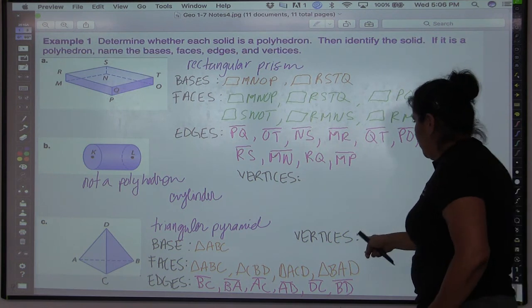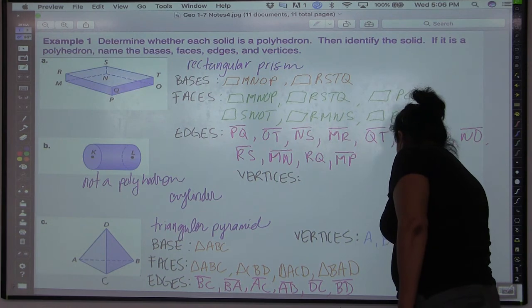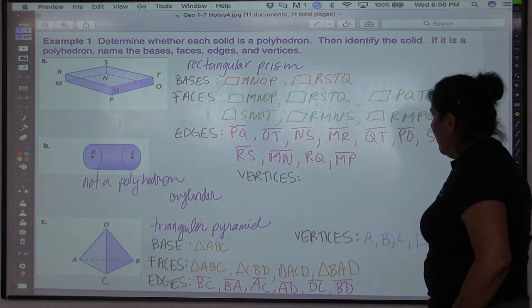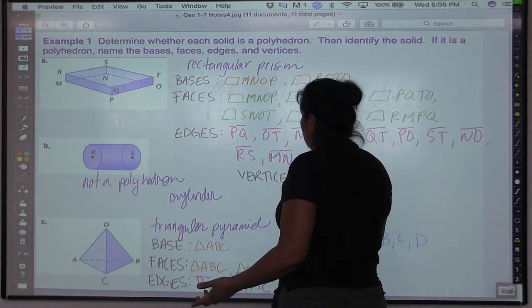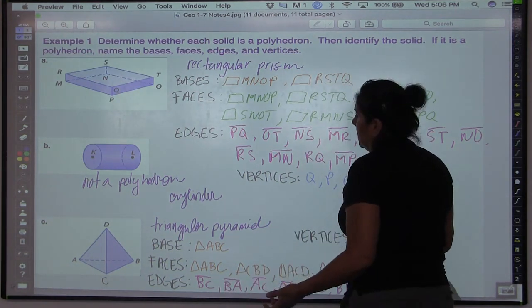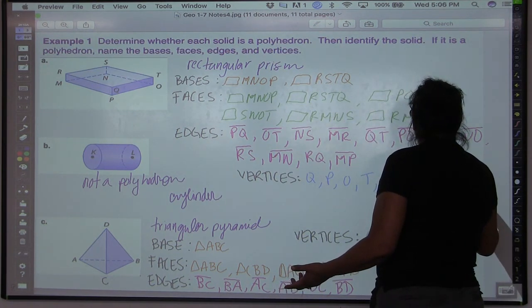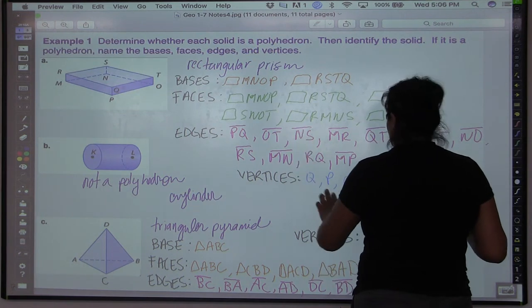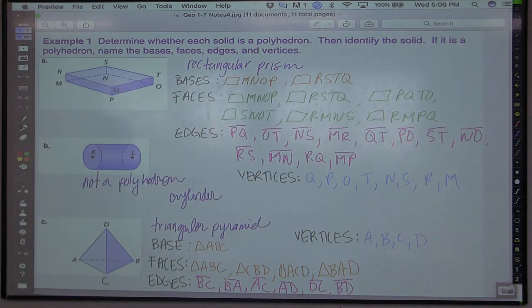So vertices here are going to be pretty simple. The 4 vertices are A, B, C, and D. Point A, point B, point C, and point D. And then for part A, which we forgot, we just have to do all the ones that are labeled. So we go Q, P, O, T, N, S, R, and M. 1, 2, 3, 4, 5, 6, 7, 8. Perfect. Sorry that I forgot to do the vertices for part A in the beginning, but that will conclude this one example. It took forever, but don't worry, the rest of them won't be so long.